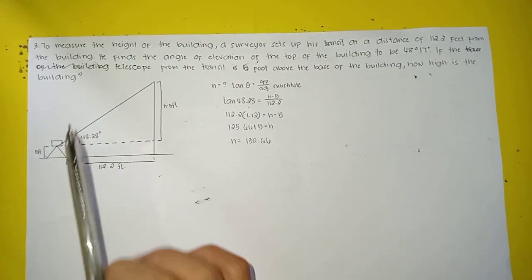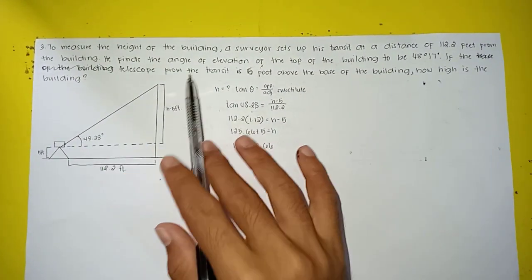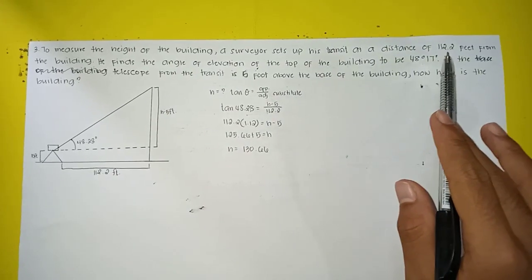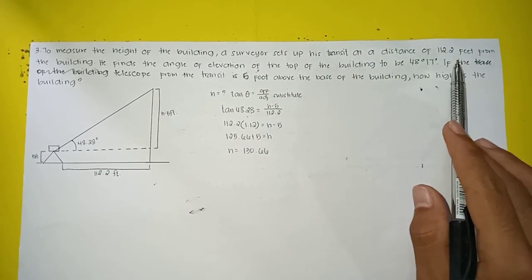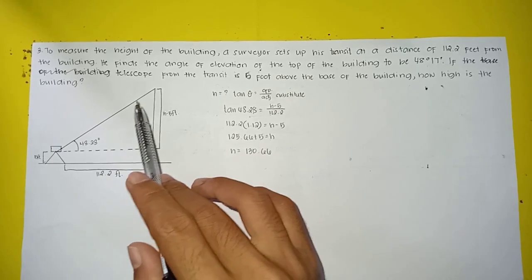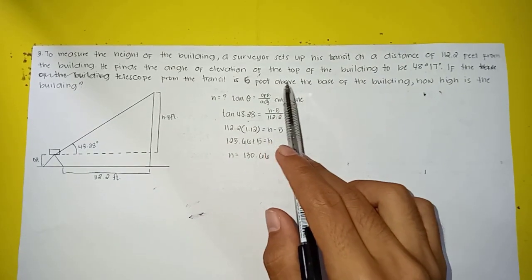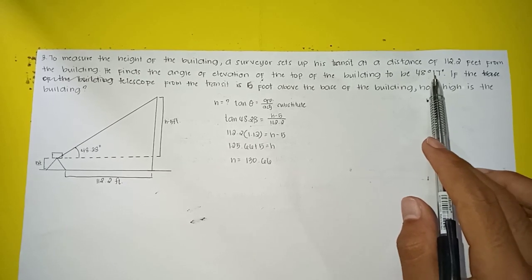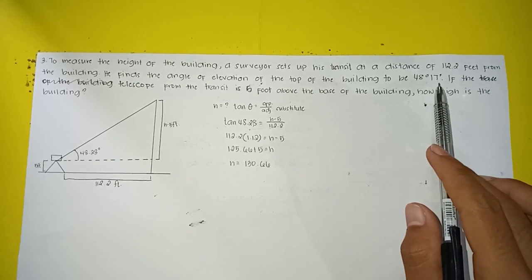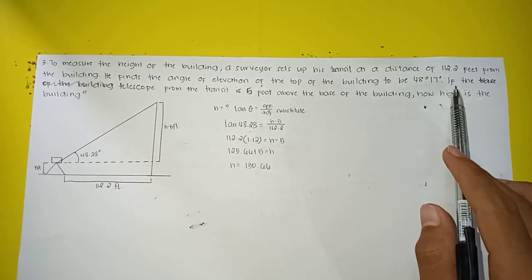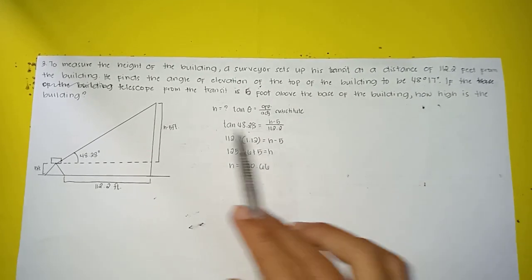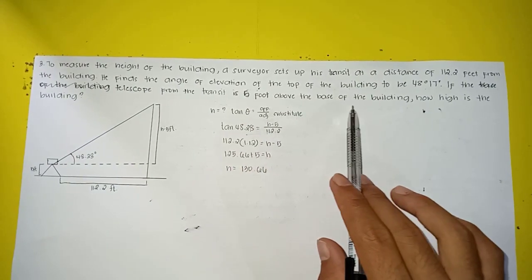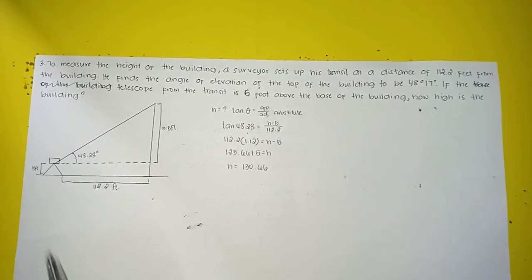Now we're ready for our problem number 3, and the question is to measure the height of the building. A surveyor sets up his transit at a distance of 112.2 feet from the building. He finds the angle of elevation of the top of the building to be 48 degrees 17 minutes. If the telescope from the transit is 5 feet above the base of the building, how high is the building?